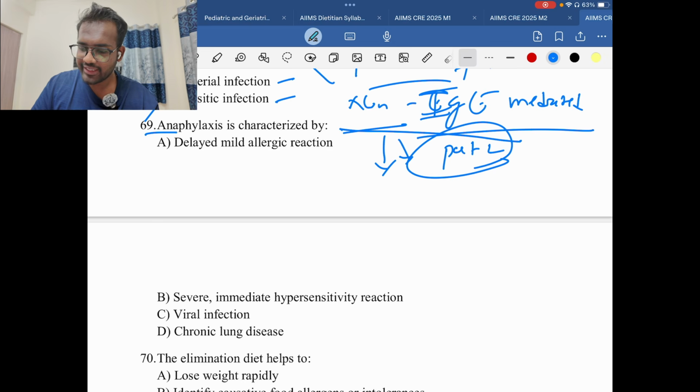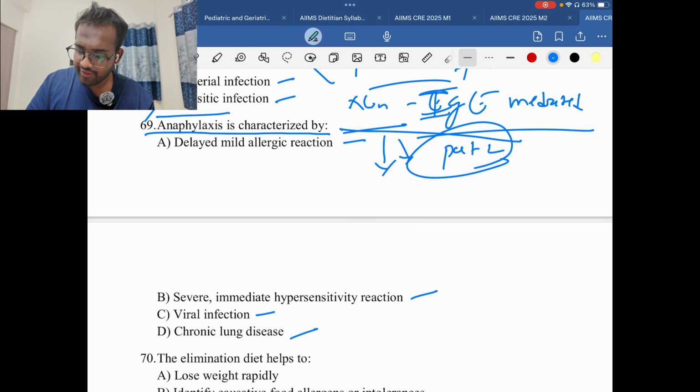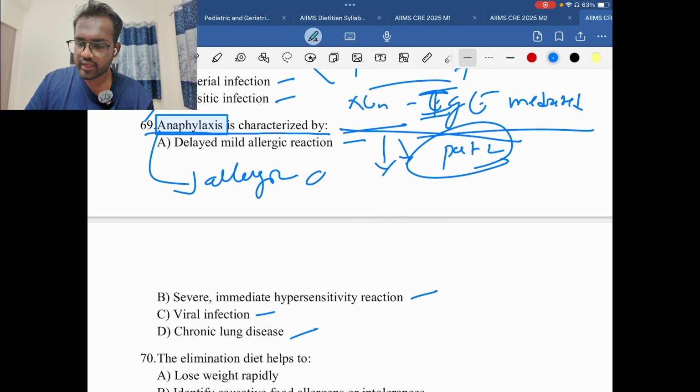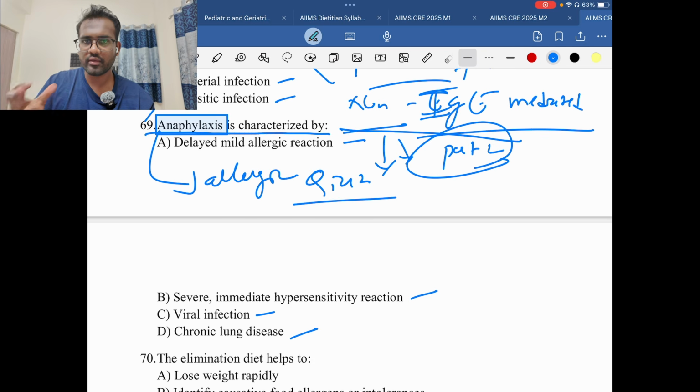Question number 69. Anaphylaxis is characterized by: delayed mild allergic reaction, severe immediate hypersensitivity reaction, viral infection, chronic lung disease. Always remember, anaphylaxis is a severe allergic reaction. It is a quick allergic reaction. If you just smell or taste the allergen, it can cause severe anaphylaxis. In this anaphylaxis, death can also happen because of the severe allergic reaction. It is very quick. It attacks your immune system and causes the severe allergic reaction.